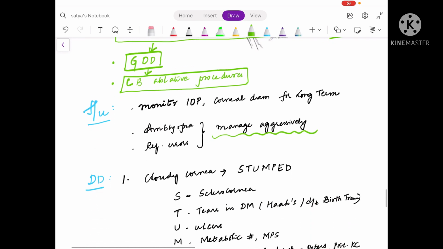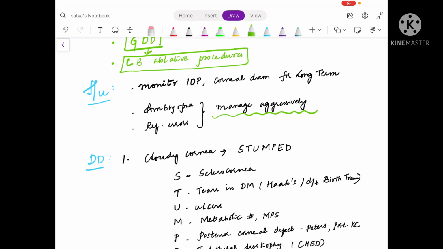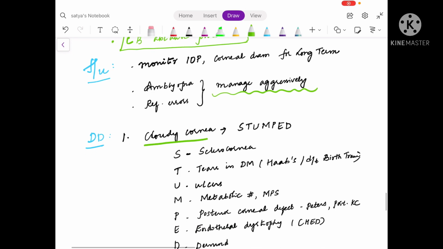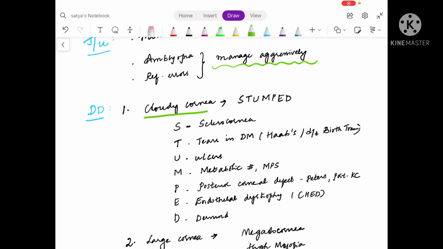Now, coming to the DDs, here there is cloudy cornea, right. For the cloudy cornea, we know there is something called STUMPED classification. S stands for sclerocornea, T stands for tears in the Descemet's. Here we see Haab's striae and congenital glaucoma. Otherwise, I told you the vertically oriented tears are seen in birth traumas. And U stands for ulcers, which could be because of bacterial, neurotrophic, HSV ulcers, anything. There also you see a cloudy cornea.